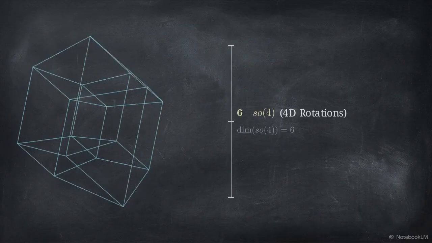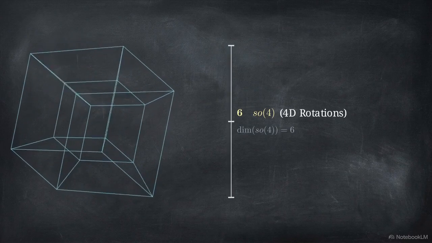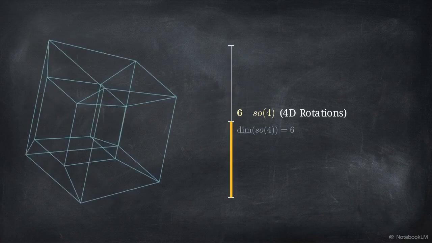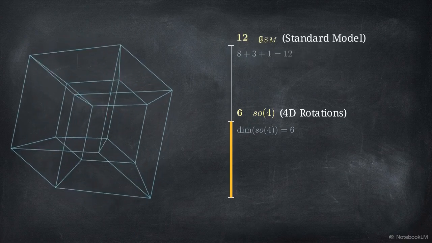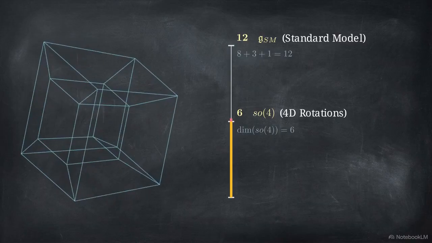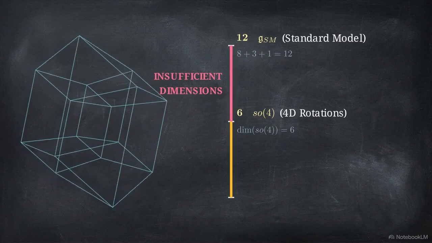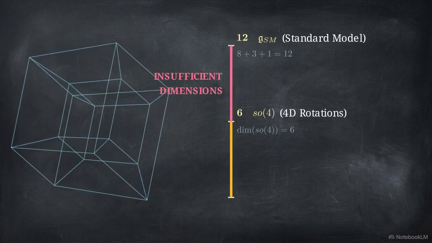Extracting the target algebra purely from the metric isotropy of a 4D source hits a mathematical wall. The algebra of ordinary 4D rotations yields exactly 6 dimensions. The standard model requires 12. 6 is too small to house the necessary symmetries.